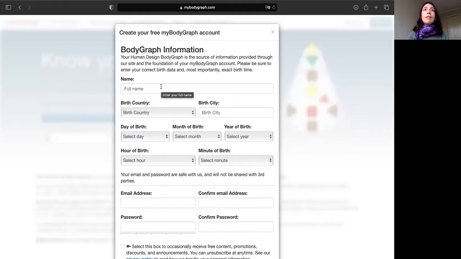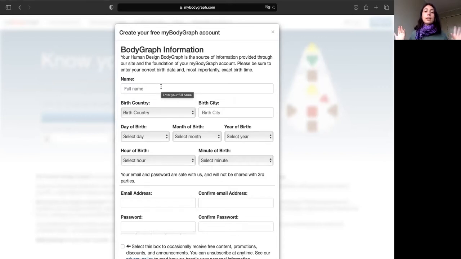If you have a big range where it's like the morning, but you don't know when, what I would advise you to do is to run your chart through different times of that time slot that you have and see how much the things change. Hopefully the type, the authority, big things like the profile will stay the same. If they don't, then you want to check which resonates for you more. But a lot of people are able to get their exact birth time. So you're going to want to put all that info over here.